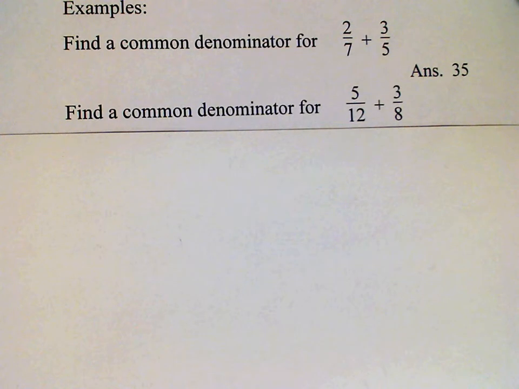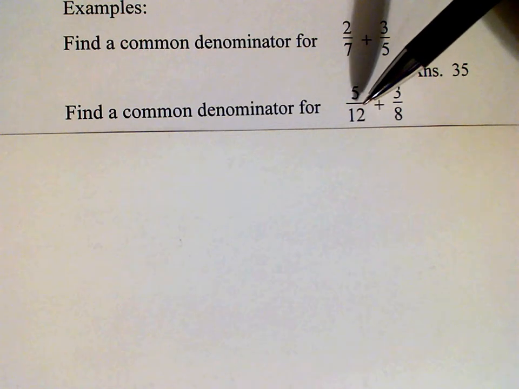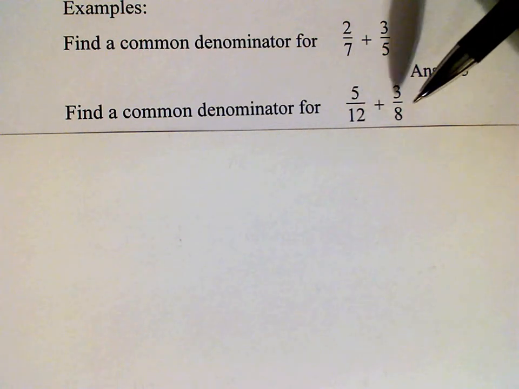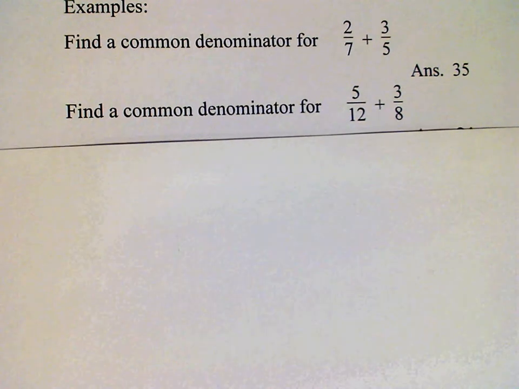And we can see that that's true because 24 is equal to 12 times 2 and 8 times 3, and that is the smallest denominator that we could use, so that would be the one that we would want.